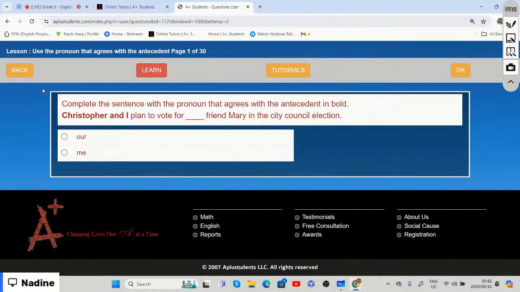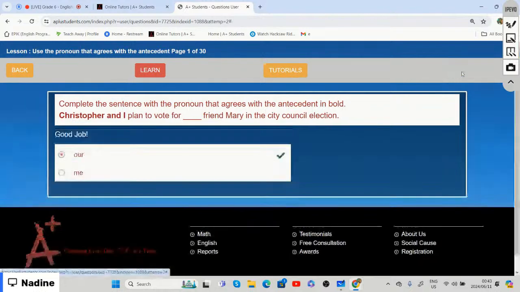And once again, if you look at Christopher and I, here we have a word which joins Christopher and I, so now it becomes plural, basically. So then we can say Christopher and I plan to vote for our friend in the city council election, because it's both Christopher and I. And our is correct.